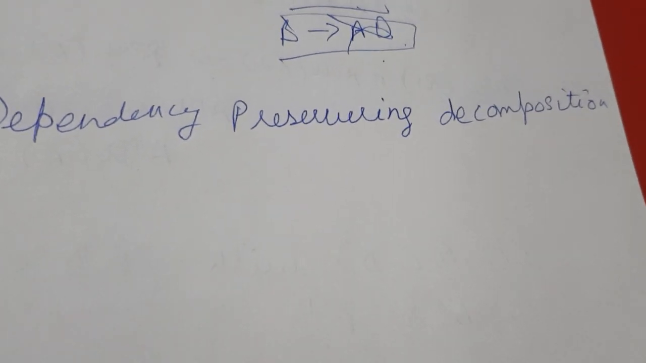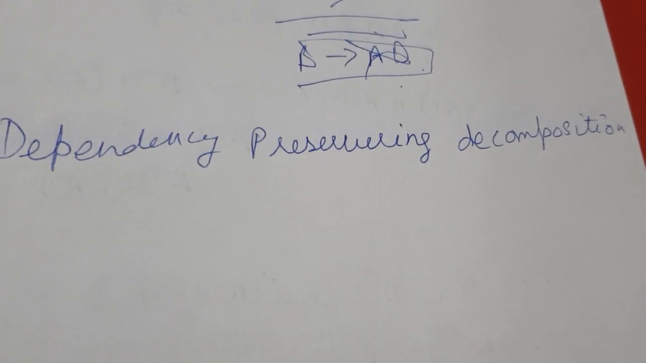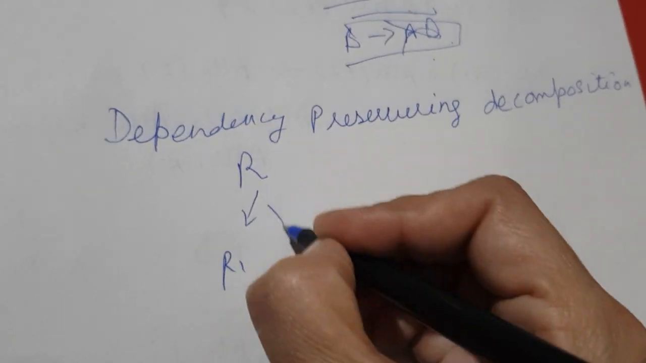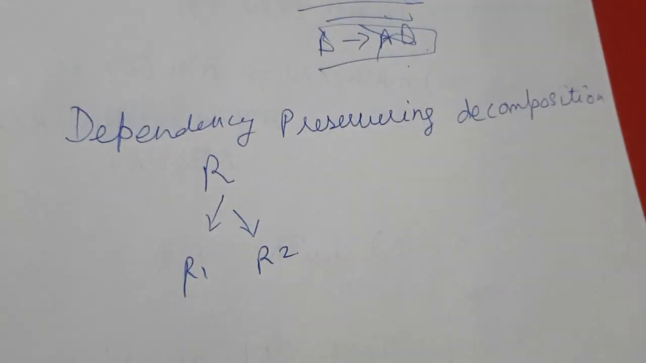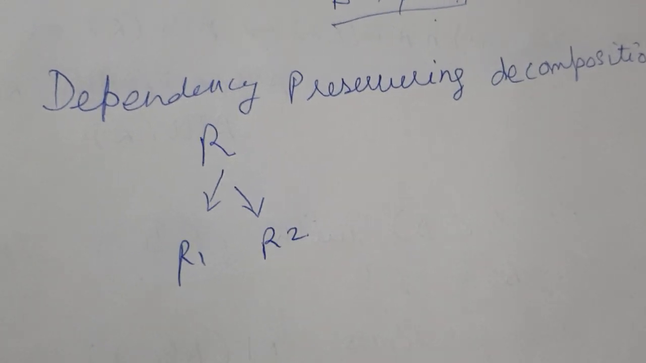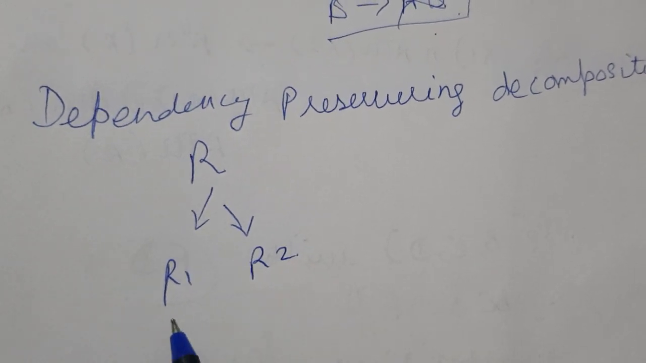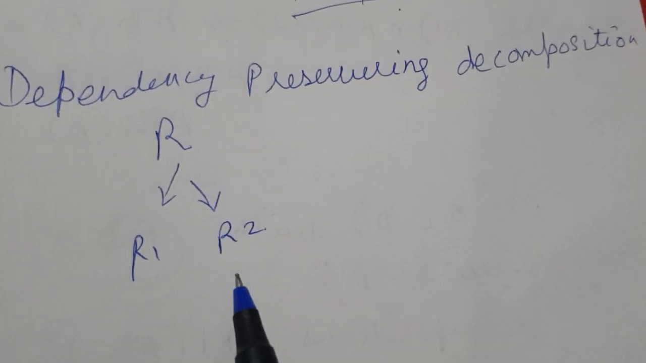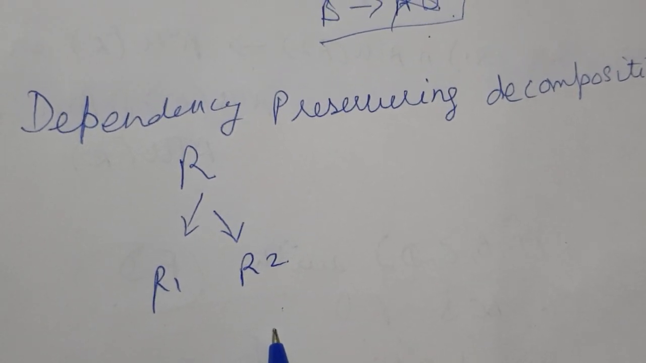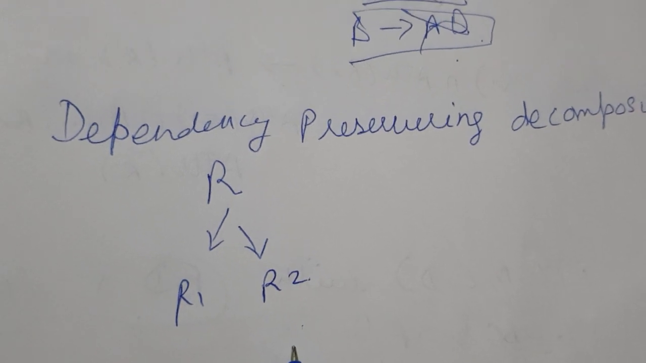So if we decompose a relation R into two relations R1 and R2, then all the dependencies of R must either be a part of R1 or R2, or must be derivable from the union of the functional dependencies of R1 and R2.